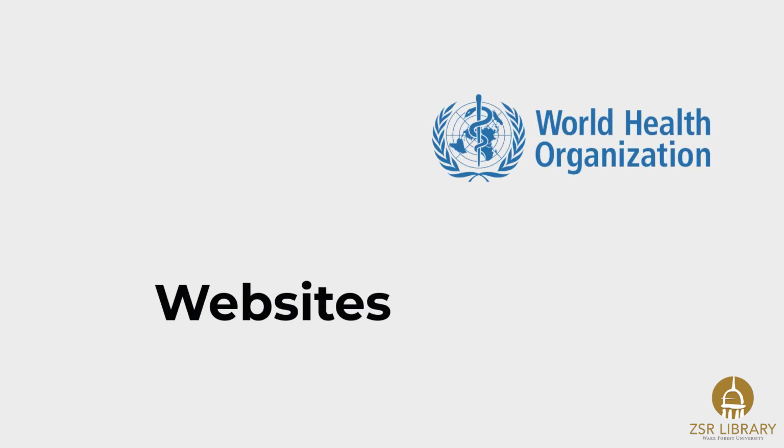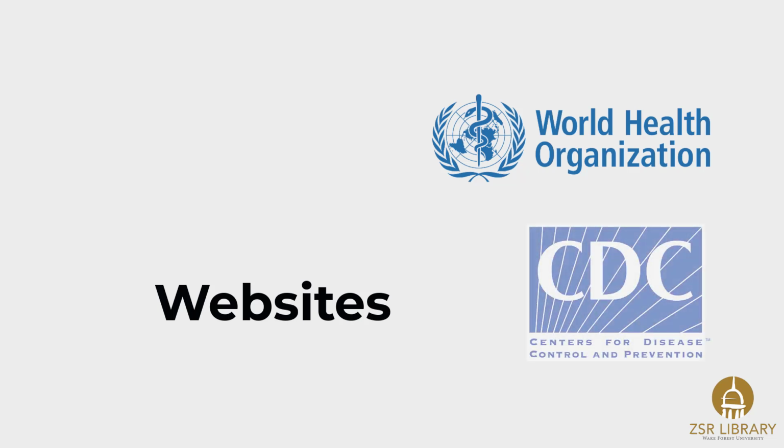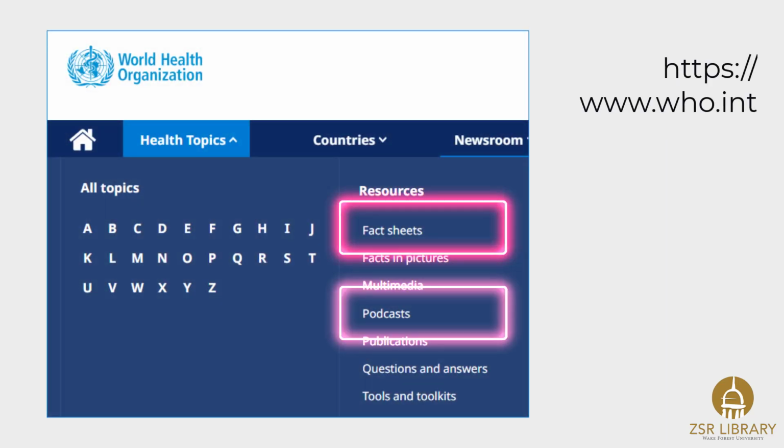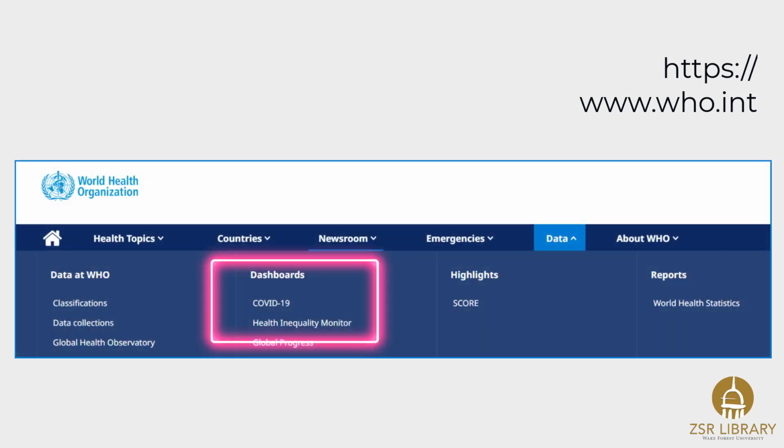Websites from trusted organizations like the World Health Organization and the Centers for Disease Control and Prevention provide guidance to consumers, researchers, and clinicians alike with managing and enhancing public health, safety, and well-being. WHO, for instance, provides fact sheets and podcasts on health topics from A to Z, as well as data, dashboards, and statistics.